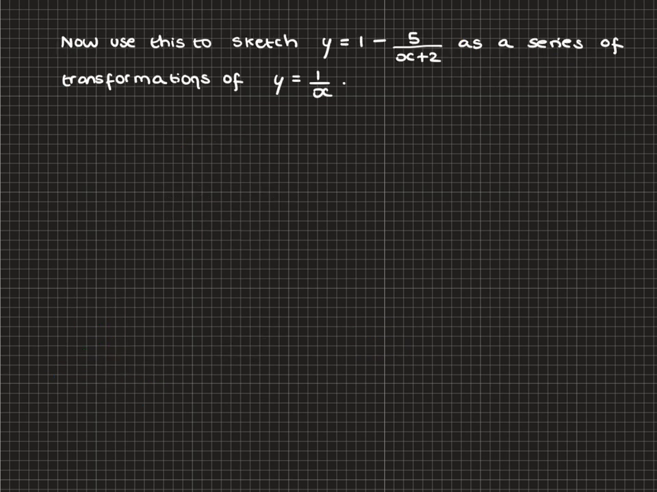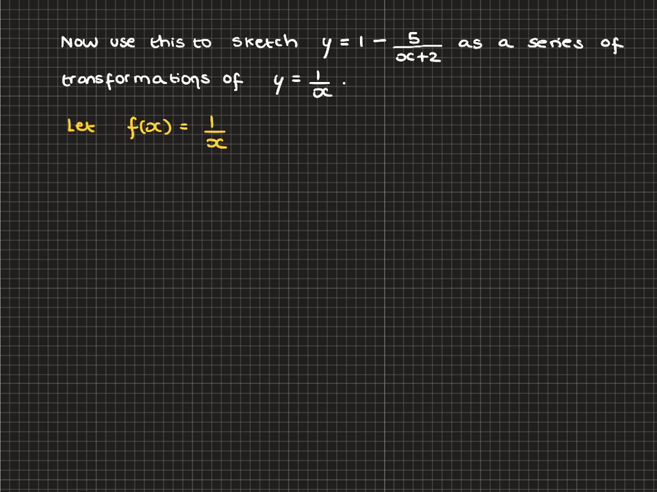So, what was the purpose of us rewriting the original expression in this new format? Well, we're going to use this to sketch the graph of y equals 1 minus 5 over x plus 2 using a series of transformations of y equals 1 over x. So, here are the different stages that I'm going to work with. I'm going to say f of x is equal to 1 over x, which is our starting point.